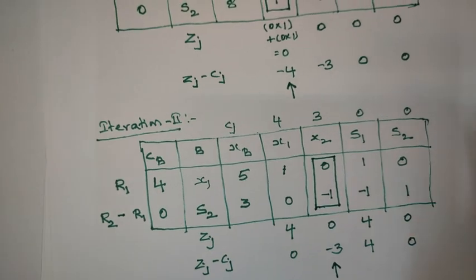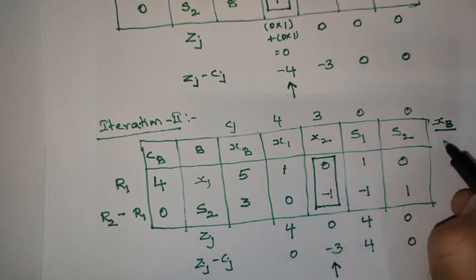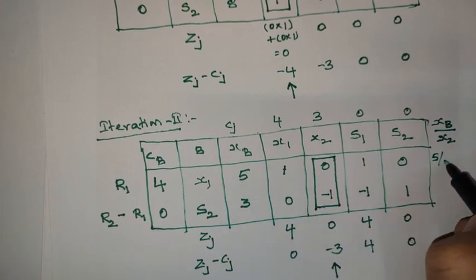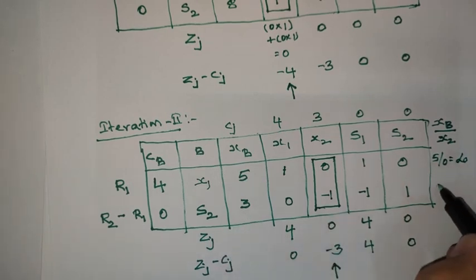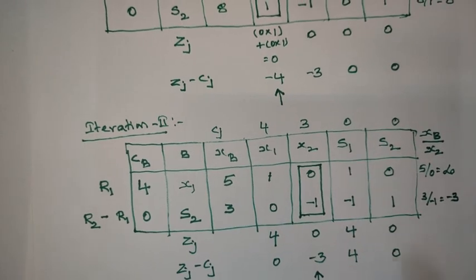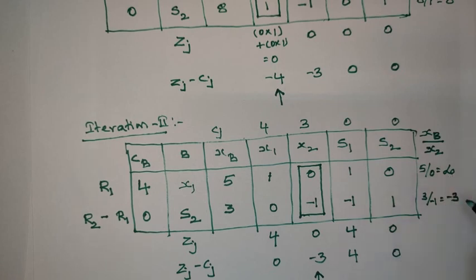Then calculate the ratio, that is XB by the key column, X2. So now 5 by 0, what is the value of 5 by 0? Infinity. Next 3 by minus 1 is equal to minus 3. So in order to identify the key row, we require the minimum positive value. So what is the minimum positive value? Infinity means the bigger value, and minus 3 means it is not positive.